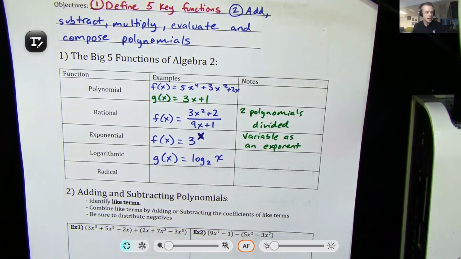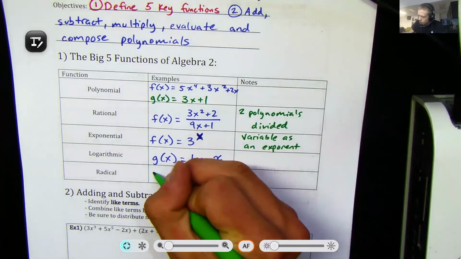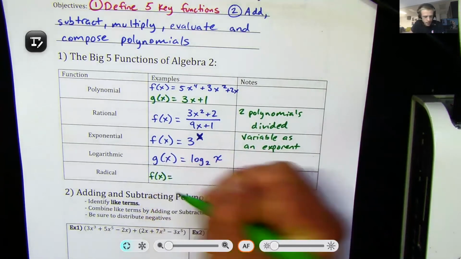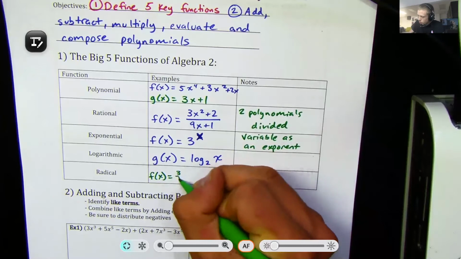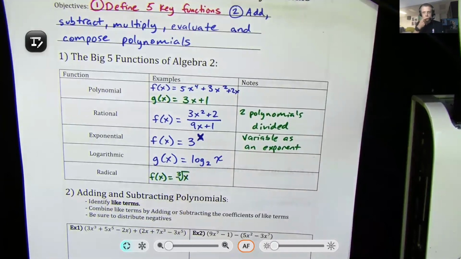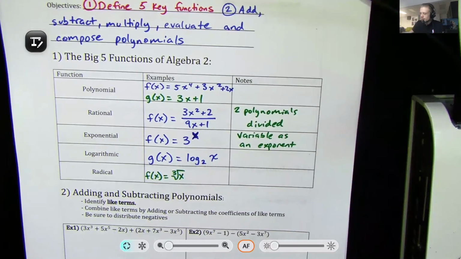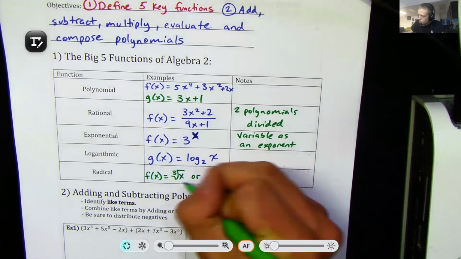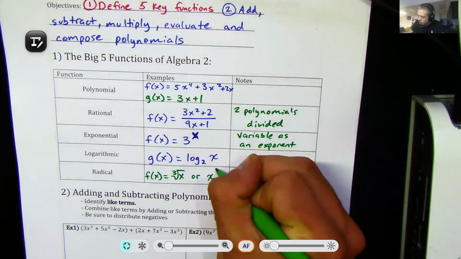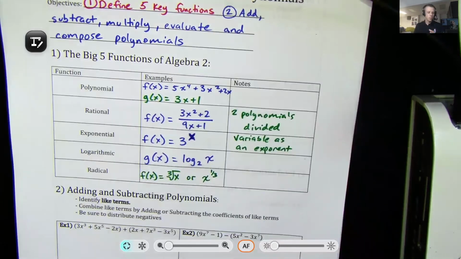And the last big function of Algebra 2 is called a radical. You might remember a radical looks like f of x equals maybe the cube root of x. Now we can write that a little bit differently. Instead of cube root of x, we can write it as x to the 1/3. Again, we're going to weave back in a few class periods to talk about those.